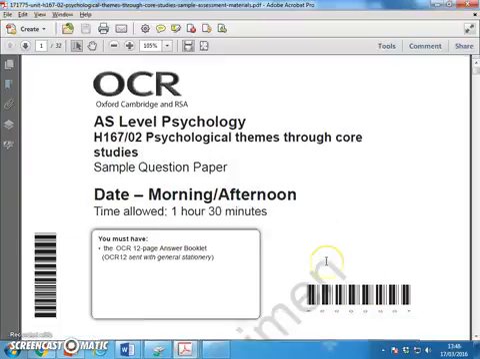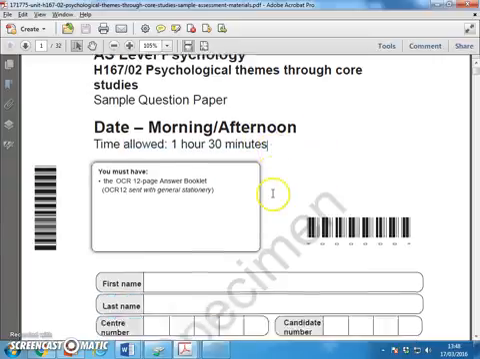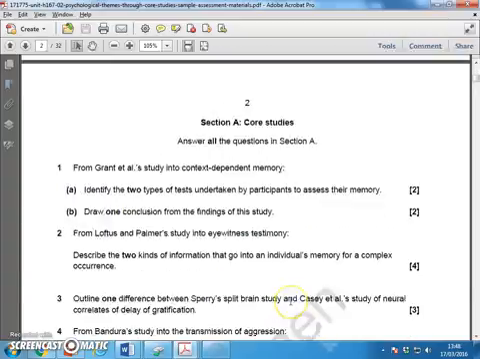That's the research methods paper. Here we are. So you've got an hour and a half, so you've got about 1 minute 28 per mark, because you've got 75 marks to get. Okay, so here we go.